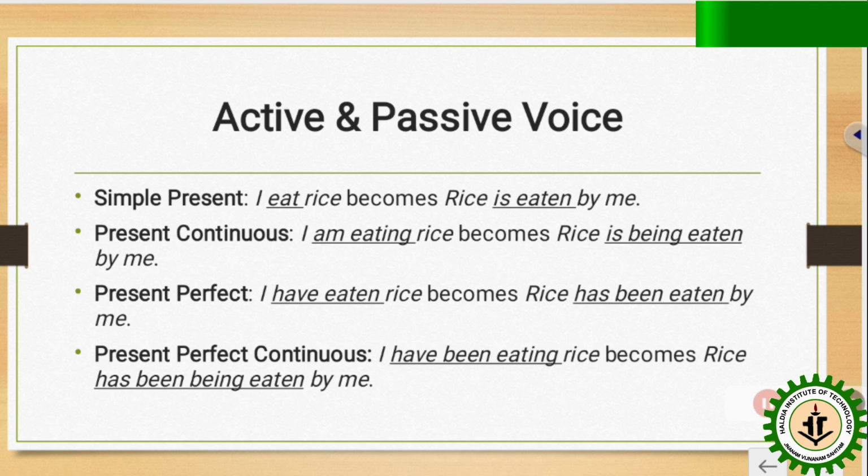Similarly, if we focus on the present perfect continuous tense, the same sentence can be written in this way, that is, I have been eating rice. So if we want to convert it into passive voice, again the object becomes the subject. So the subject is rice.